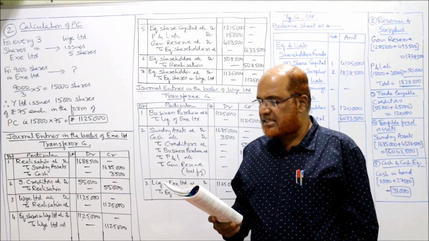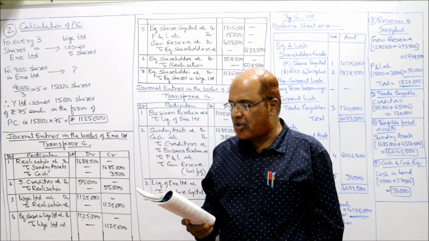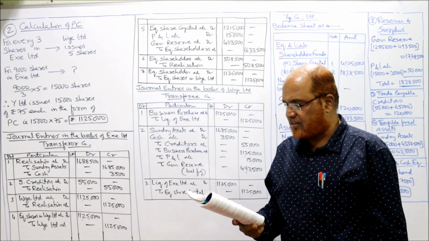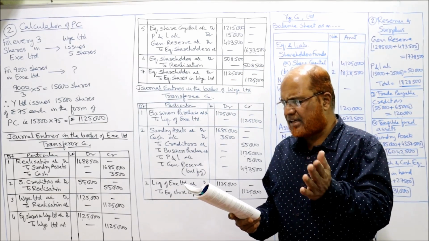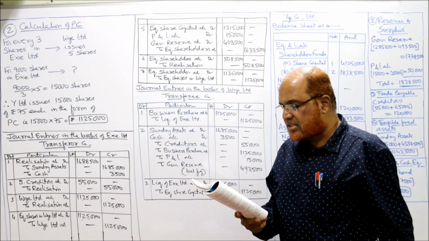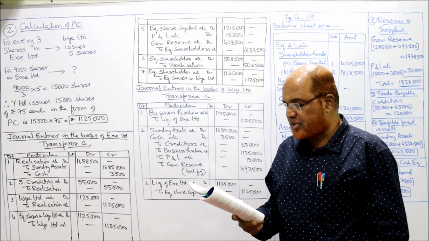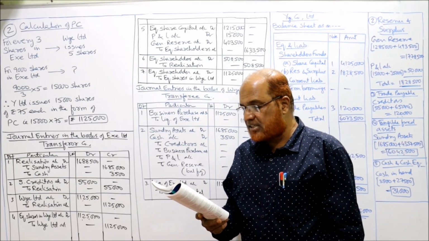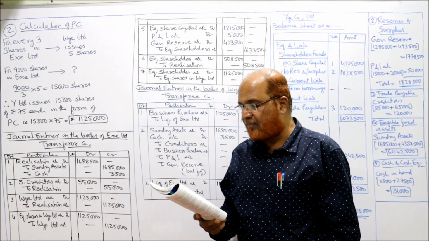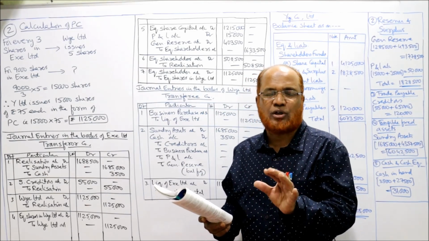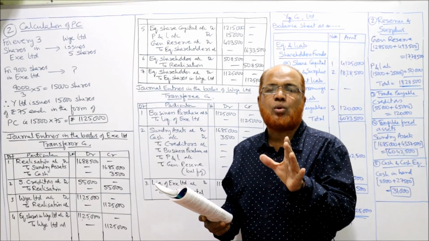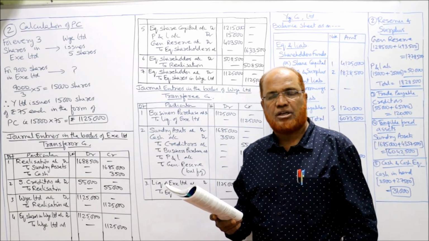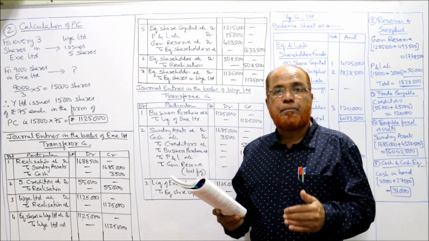Sundry assets: X Limited 16,85,000, Y Limited 43,57,500. Cash in hand 3,500 and 27,500. So we have only two assets, sundry assets and cash in hand. On the liability side, authorized capital is 9,000 equity shares of rupees 150 each, 13,50,000 in X Limited, whereas Y Limited has 60,000 equity shares of rupees 75 each, 45 lakh. We are not concerned with authorized capital. Authorized capital is only information, the maximum capital written in the memorandum of association. So we need the subscribed and paid up capital.